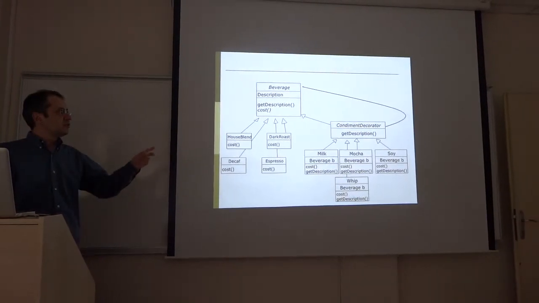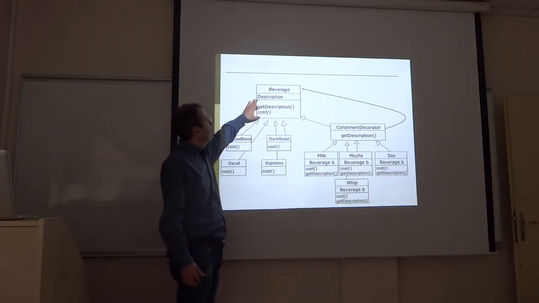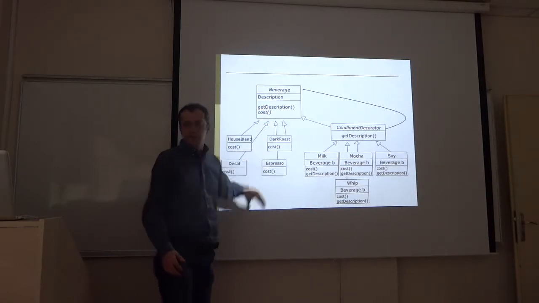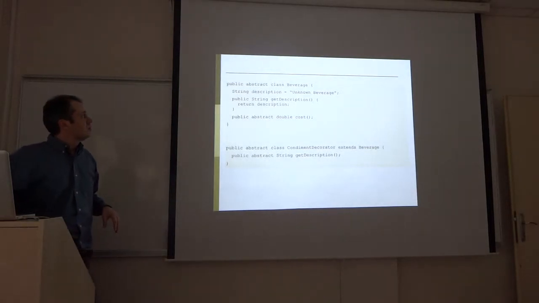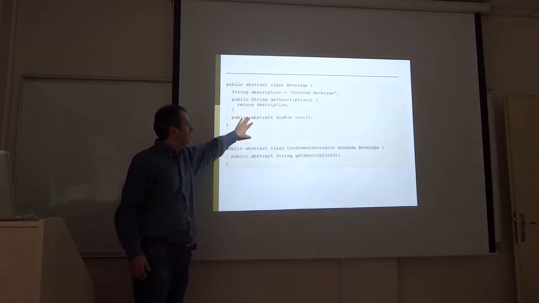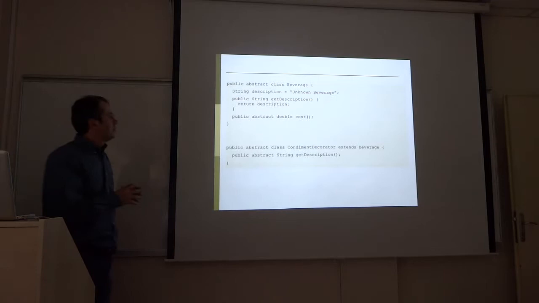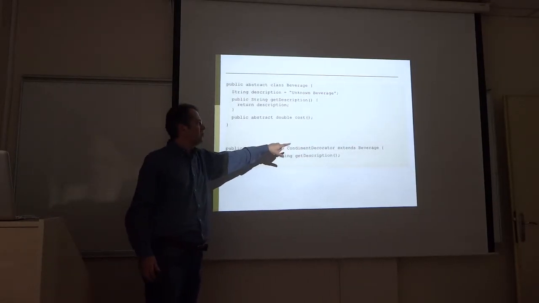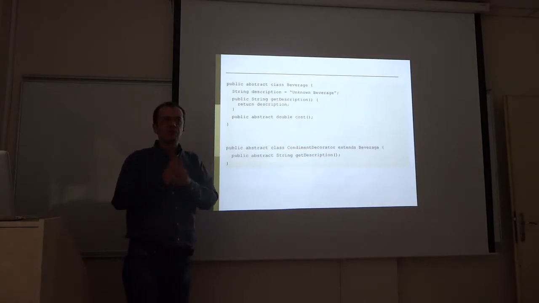I was saying that this is a different approach. It is using this as an abstract class. It has an abstract class up in here, just like this. We have an abstract cost which has to be implemented. And we have another abstract class, condiment decorator, which is extending the beverage. So that is what is different from what we were thinking about.